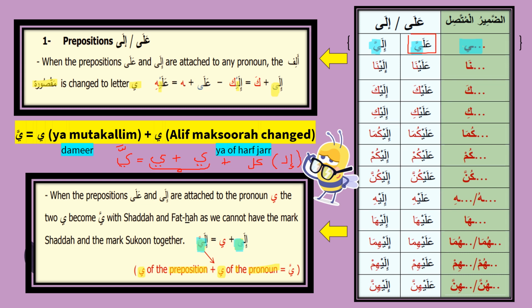Alayya or ilayya. If you see the ya with shadda and fatha, know that the first ya is the alif makhsura that has changed to ya, and the second ya is the ya mutakallim, the damir, and the two yas came together and became ya with shadda and fatha. So it will come with a fatha. Don't forget to put a fatha over it. So it will be alayya or ilayya. This is a bit of a different rule for attaching the pronoun ya mutakallim.